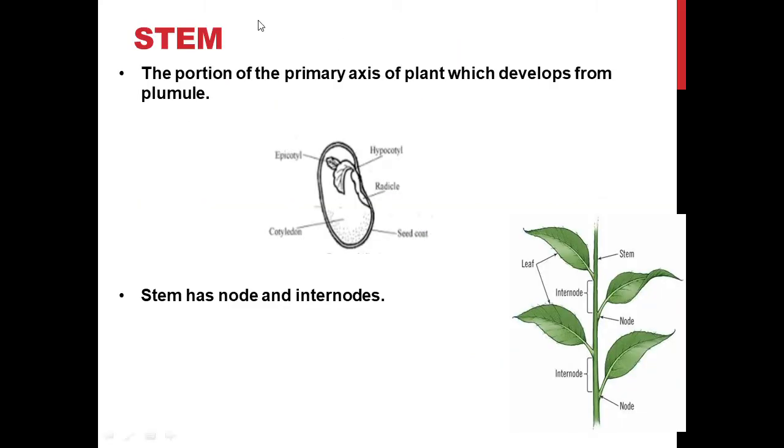So first of all, what is stem? Stem is a portion of primary axis of plant which develops from plumule. When a seed germinates, root arises from radicle, whereas epicotyl and first leaves form the plumule, and plumule develops into stem. Stem has nodes and internodes. From nodes leaves arise and the area between two nodes is known as internodes. So stem always has nodes and internodes on it.